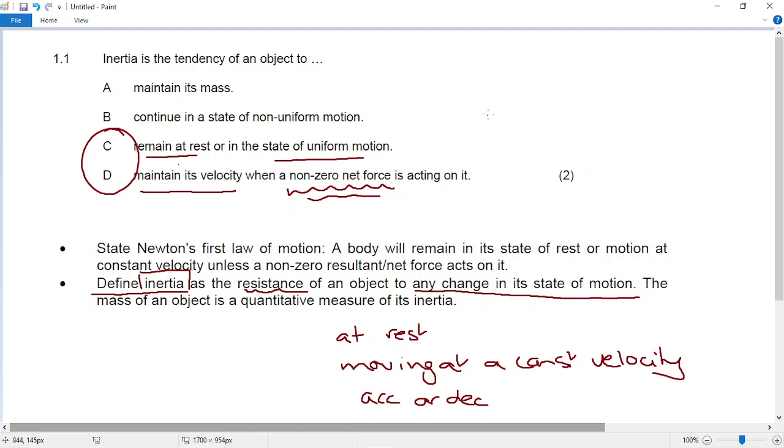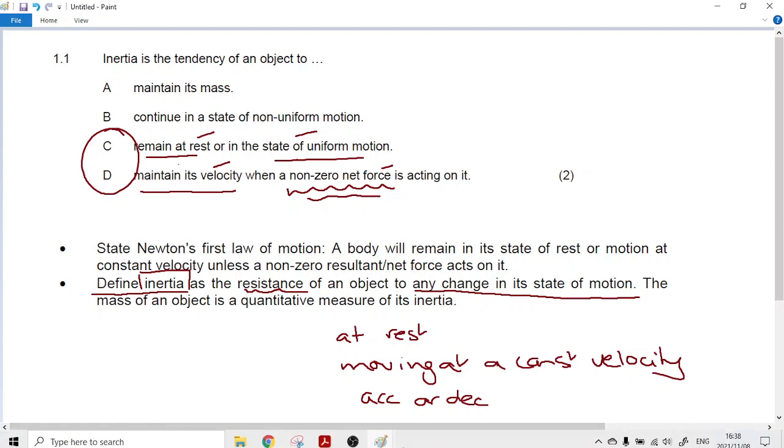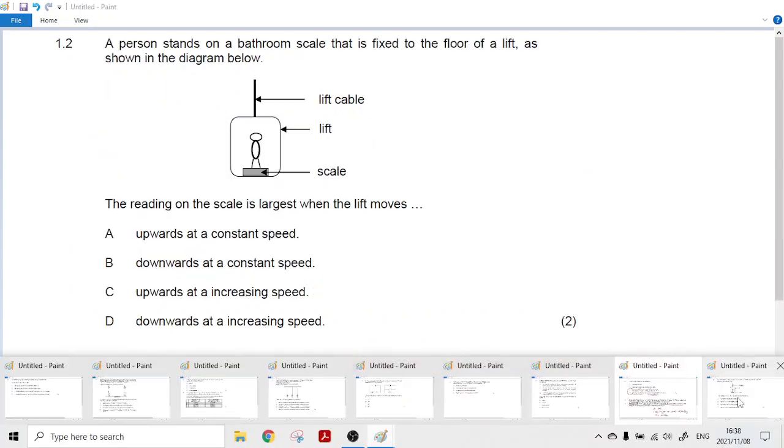The question was poorly phrased in terms of what is inertia. It is a resistance to change in motion. So you can resist remaining at rest, you can resist a state of uniform motion, and you will want to maintain your velocity when a force acts on you. So both C and D are correct because a body does not want to change its state of motion.